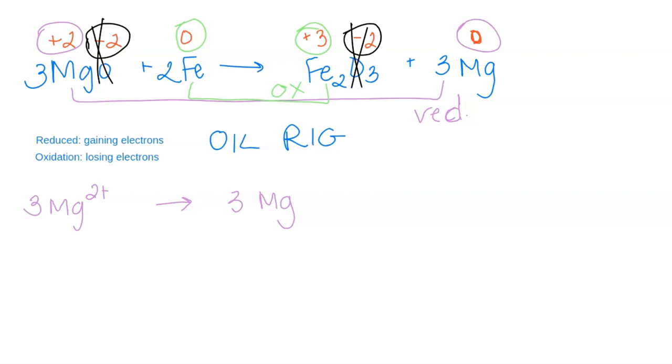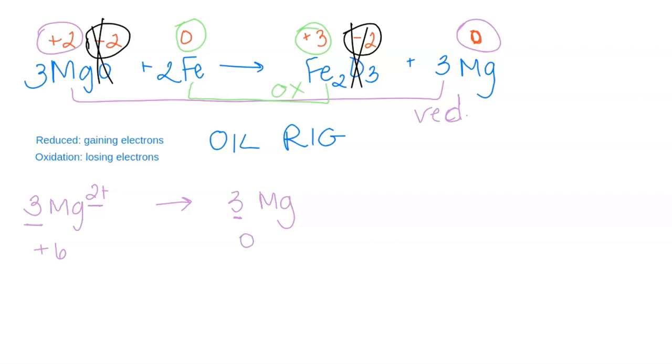So over on the left side of our equation, we have 3 magnesium ions, each ion with a +2 charge. So if we have 3 of a +2, that means we have an overall +6 charge on the left side of our equation. If we go to the right side of our equation, we have 3 magnesiums that don't have any charge. So overall, this is neutral or it has a 0 charge.